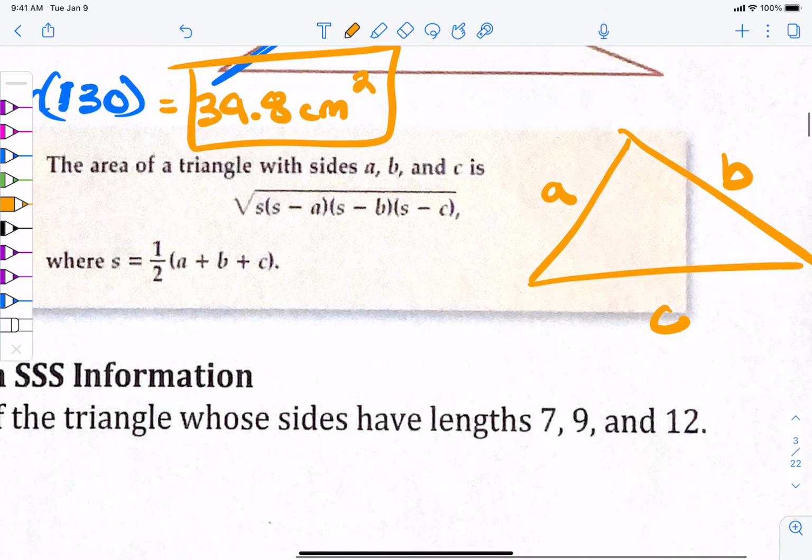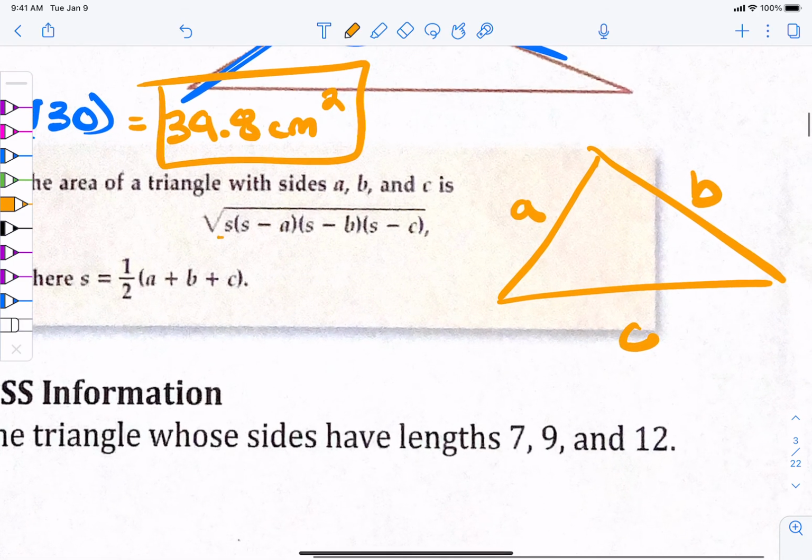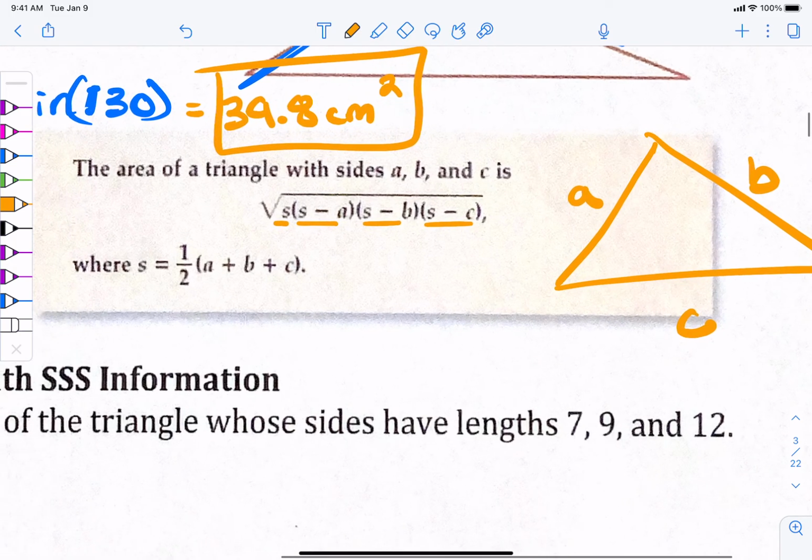Here is what it is, okay? It is the square root of S times S minus A times S minus B times S minus C. So you have basically 4 parts inside of your square root. And S is calculated as 1/2 of A plus B plus C. I'm never going to have you memorize this formula. I'll give it to you. But you have to know how to plug stuff in.